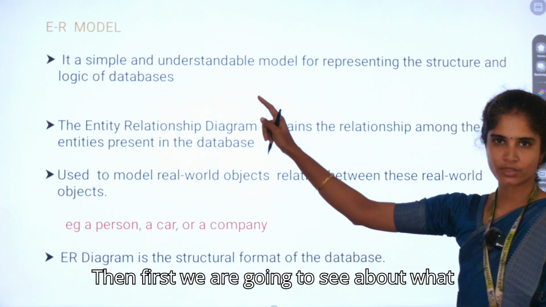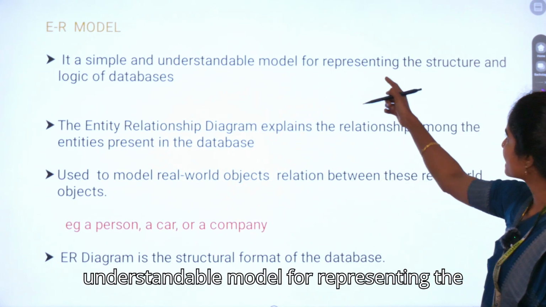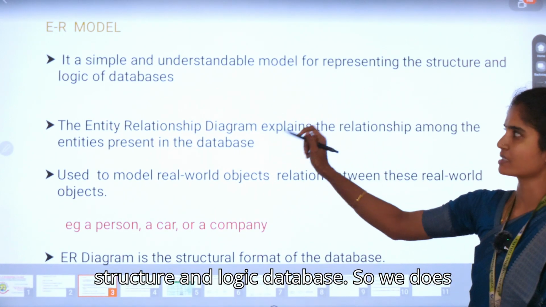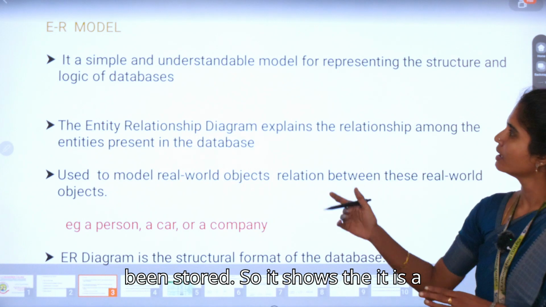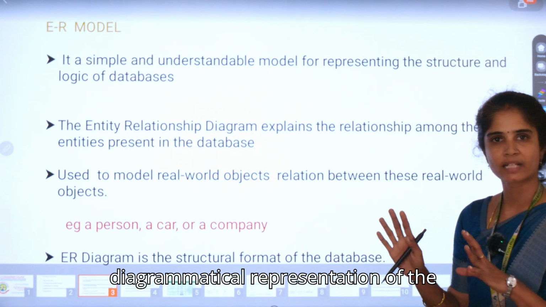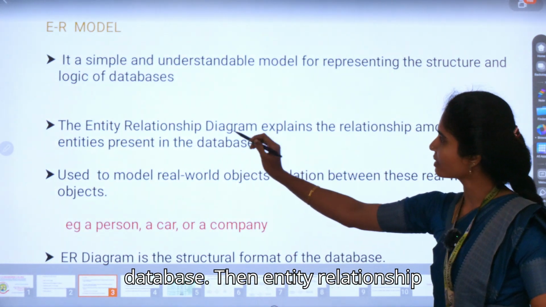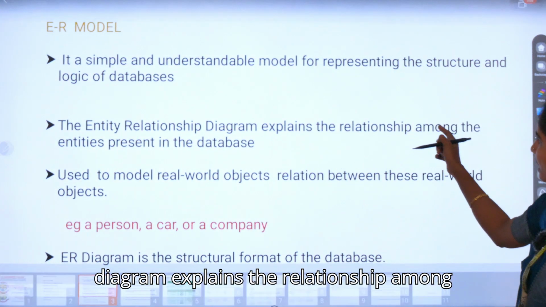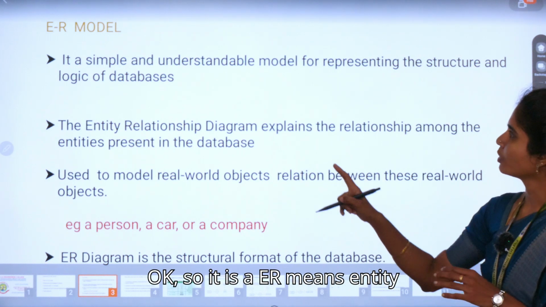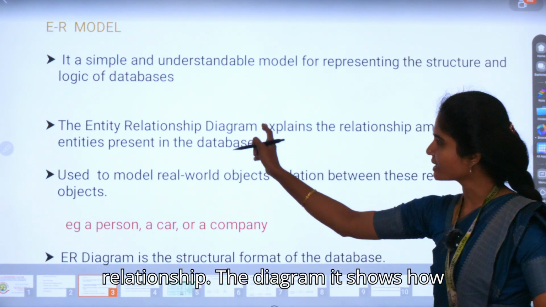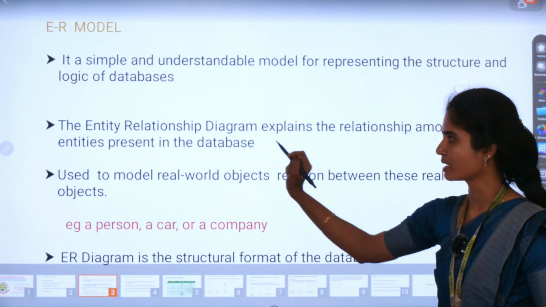First, we are going to see what an ER model is. It is a simple and understandable model for representing the structure and logic of a database. It doesn't know how the data in the back end of the database is stored. It is a diagrammatical representation of the database. The entity relationship diagram explains the relationship among the entities present in the database. ER means entity relationship, and the diagram shows how the entities are related in the database.